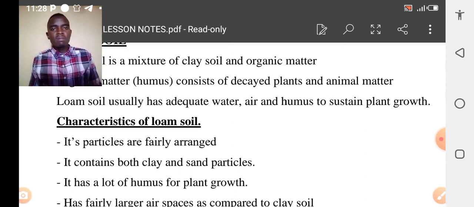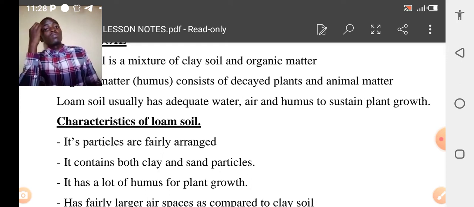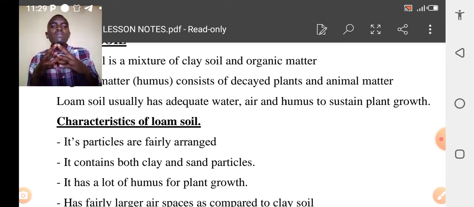That's the meaning, they are separated. Yes, it contains both clay and sand particles. Loam soil, we have seen that clay soil consists only of clay that can be decomposed by water easily. But here it contains both clay and sand particles. So the third one, it has a lot of humus for plant growth.